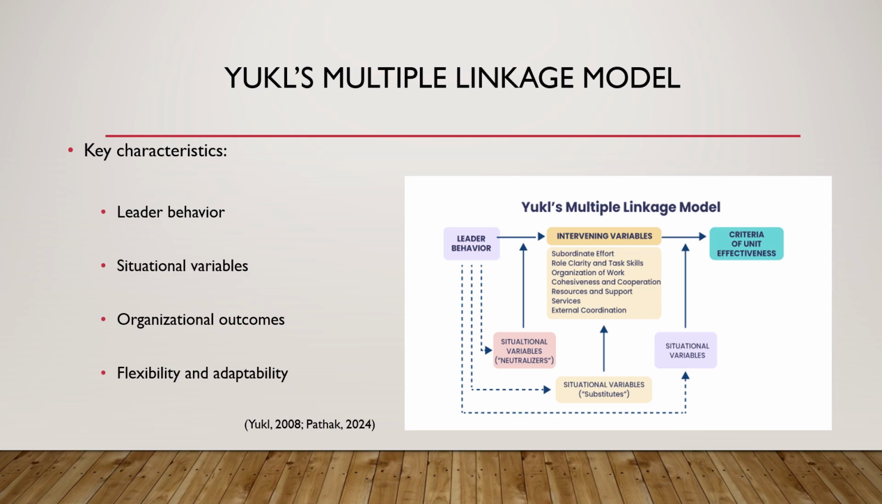Now let's discuss Yukl's multiple linkage model. It is a framework that helps us understand how leaders can influence their team's performance by adjusting their behavior to various situational factors. This model emphasizes that effective leadership isn't about using one fixed style, but about being flexible and adaptive to the needs of the moment.